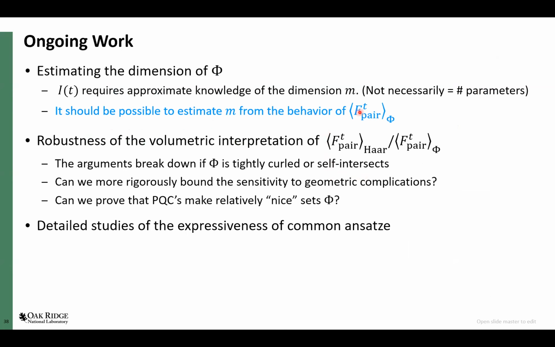Are there circuits where the set of states you can make intersect, or are very tightly curled, and does that mess it up? Or can we show that parametric quantum circuits actually tend to give you fairly nice looking manifolds? And the other ongoing work is I'm continuing to look at different ansatz. What I showed you is just the start, but I want to really study how the expressiveness behaves at different resolutions as a function of number of qubits and circuit depth.